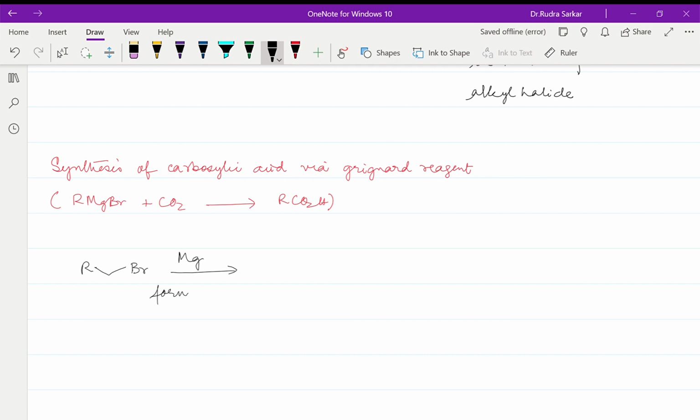So basically this is our formation of Grignard reagent, and that is going to give us our RCH2MgBr, which we are going to react with CO2 followed by the acidic workup, and that is going to give us the following carboxylic acid.